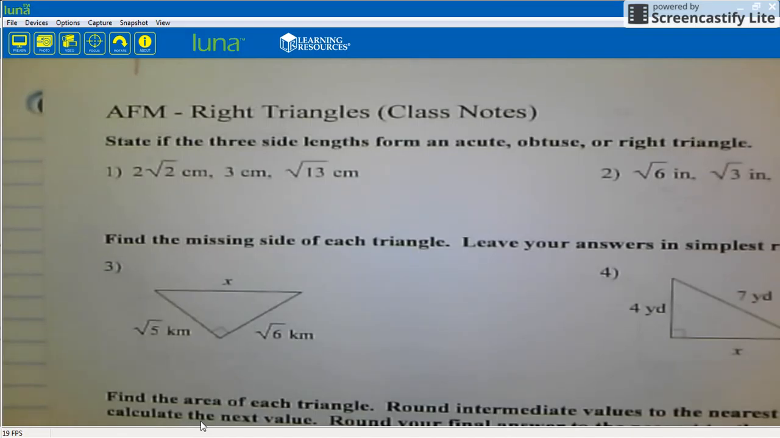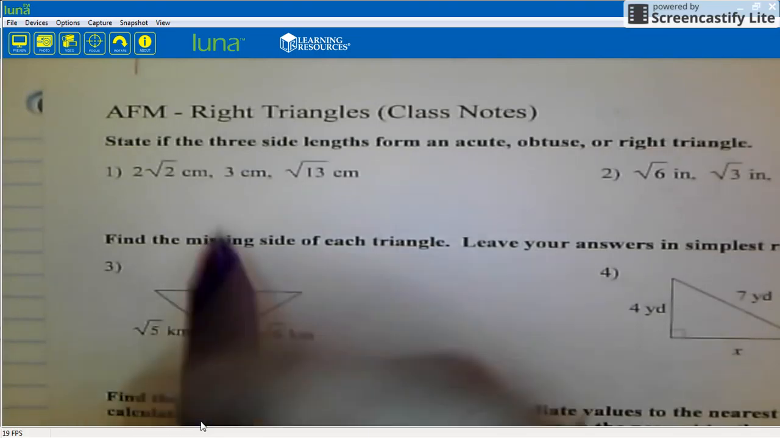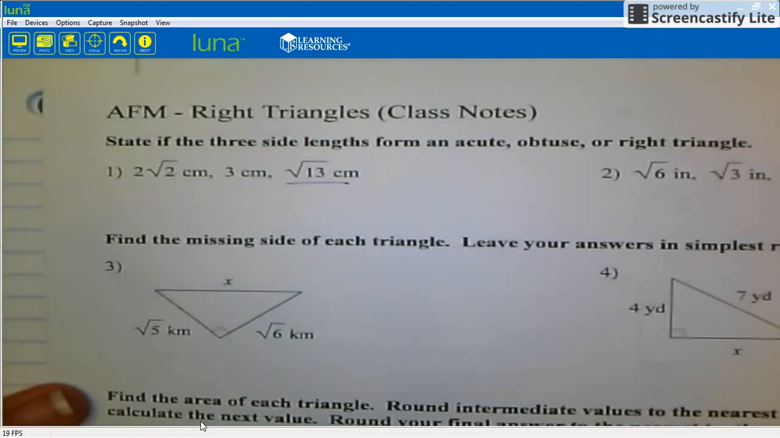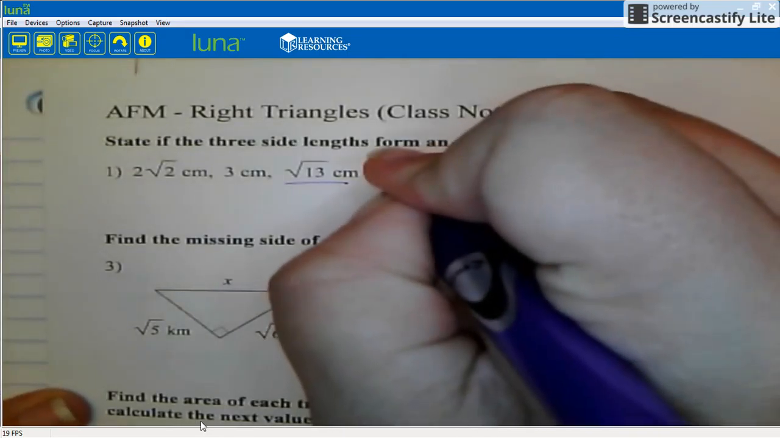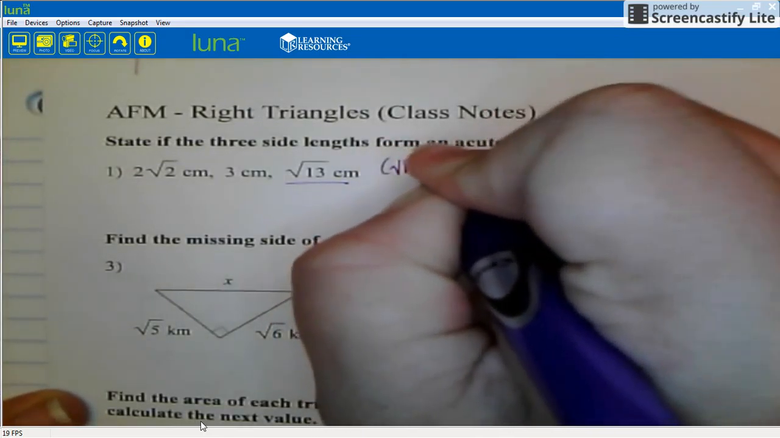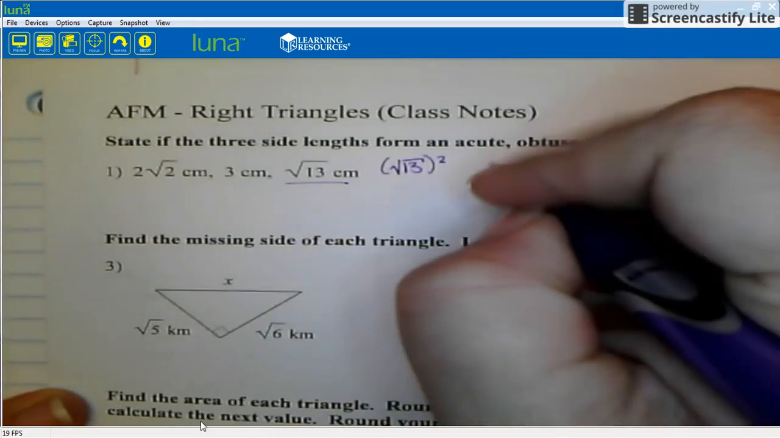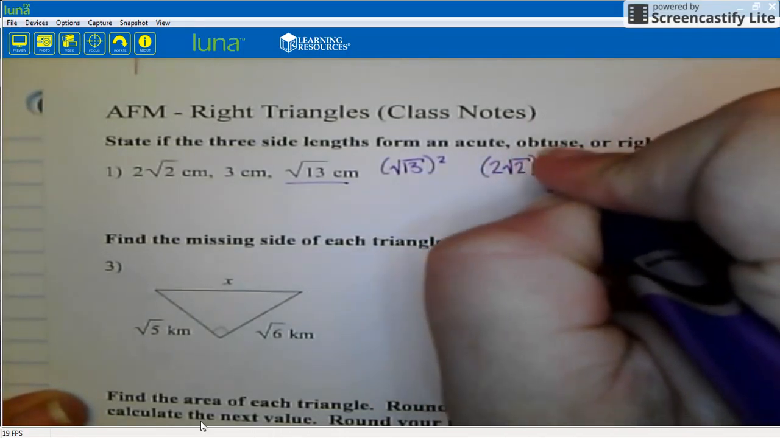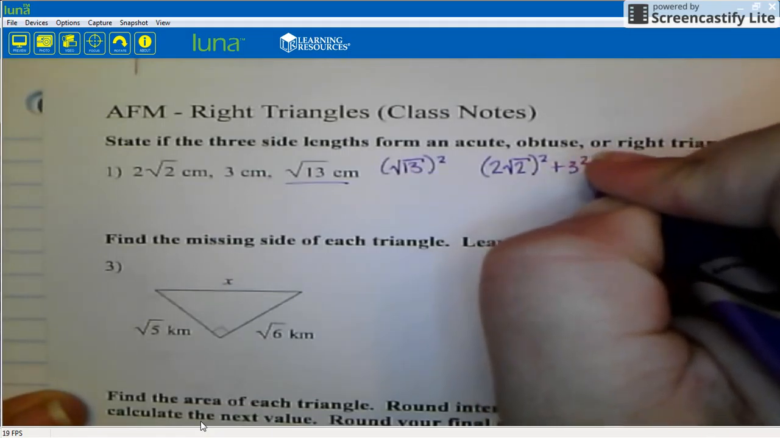So in questions 1 and 2, you're being asked to classify the triangle as acute, obtuse, or right. And so the first thing you have to do is decide which is going to be your longest side. Well, I know that the square root of 13 is going to be my longest side, so I'm going to compare the square root of 13 squared to 2 times the square root of 2 squared plus 3 squared.